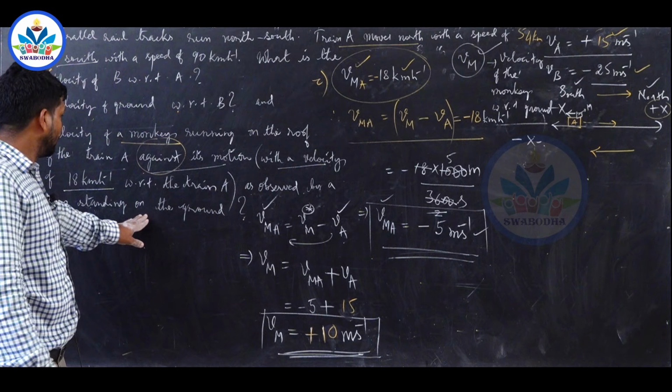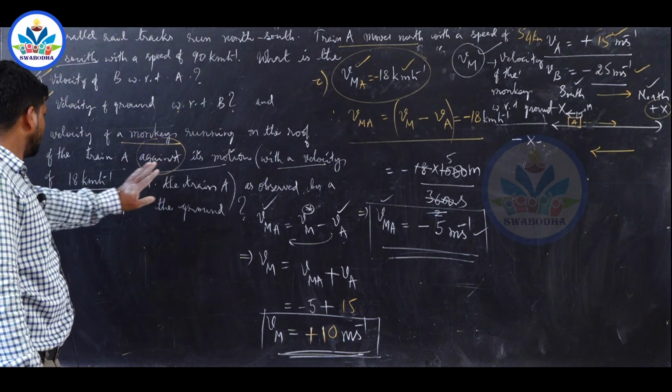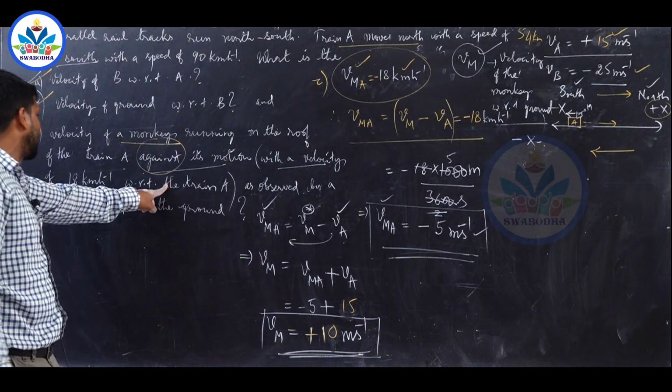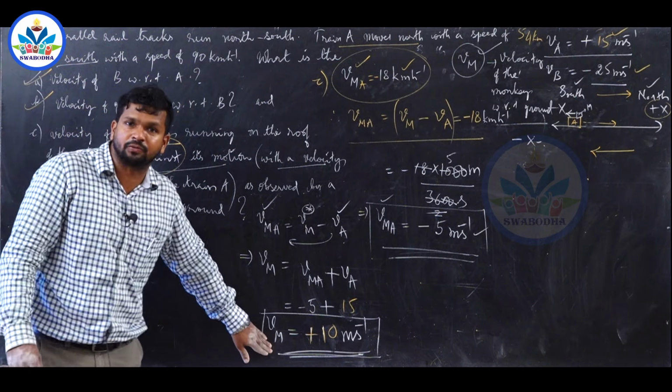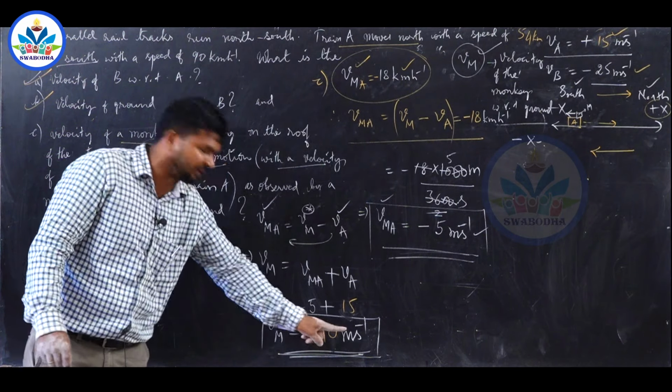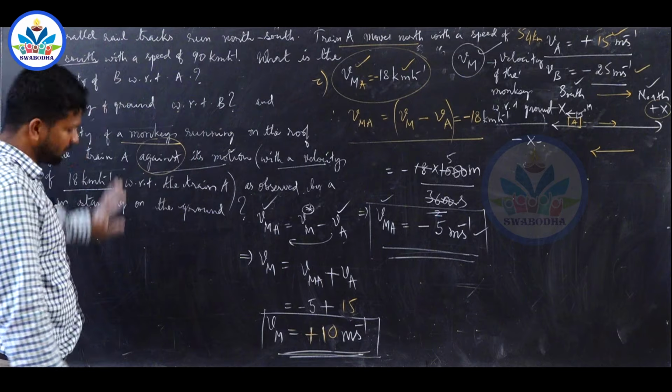Even though the monkey moves with the speed of 5 meter per second with respect to train A in the negative x direction, for an observer who is standing on the ground, the same monkey appears to move in the positive x direction with 10 meter per second. This is all about this problem.